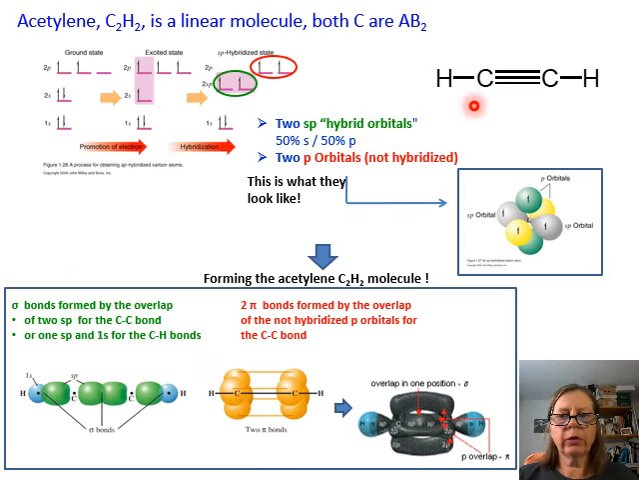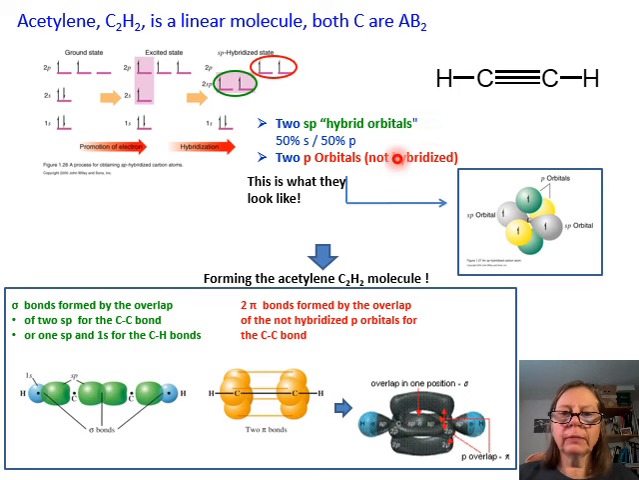It's a linear molecule. Both carbons are AB2. In this case, we will have 2 sigma bonds defining the geometry and 2 pi bonds. We have the 2s orbital and 1 2p orbital that are combining to give 2 sp orbitals, which are 50% s and 50% p, and are arranged linearly. Thus, we are left with 2 non-hybridized p orbitals perpendicular to one another. You can see them here in green and yellow.